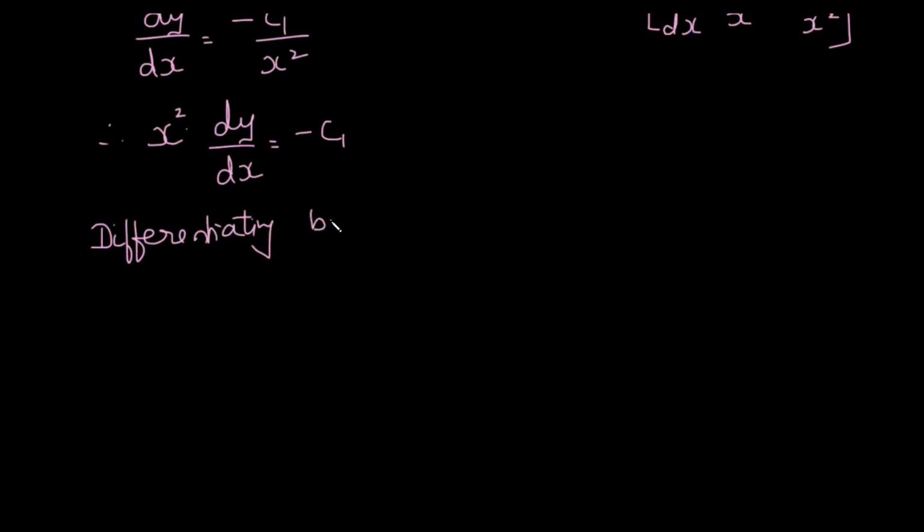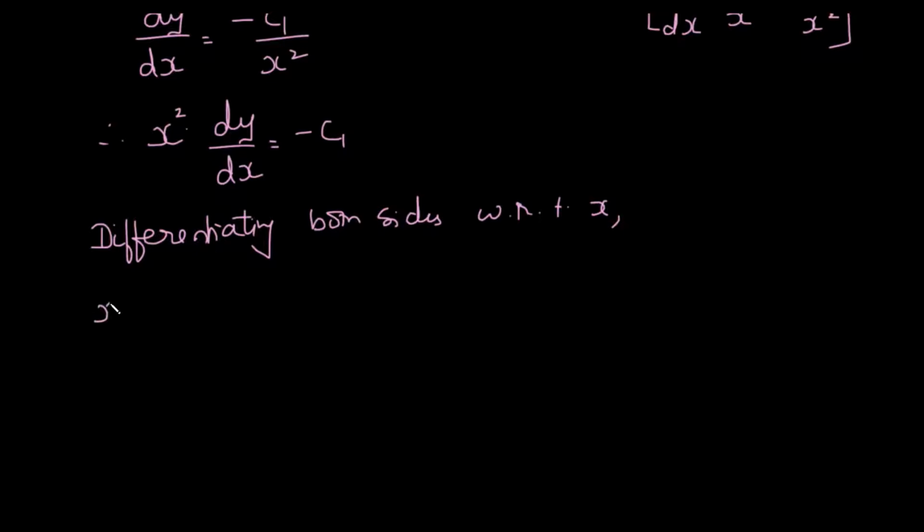So differentiating both the sides with respect to x. We are going to get now over here, as you can see, there are two terms. One term is x square, the other term is dy by dx. So we use the product rule of differentiation, u into v rule we use.